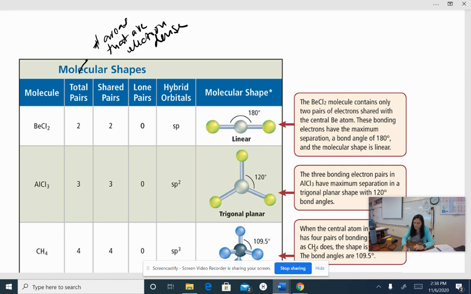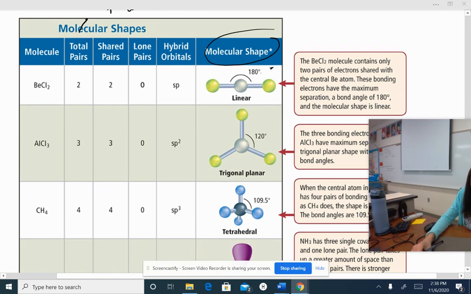How many are shared pairs? How many are lone pairs? This will give you hybridization, which is what you need to know in AP chemistry. We're not going to focus on AP chemistry stuff, but we will focus on the shape and on the bond angle. So let's do methane again.